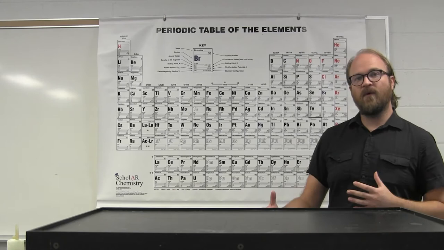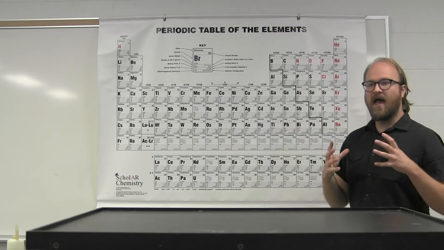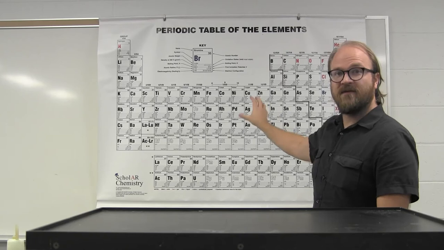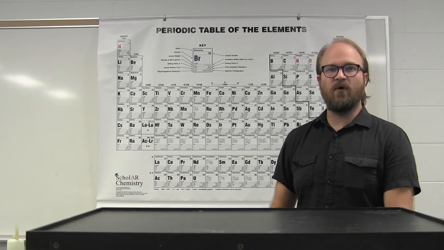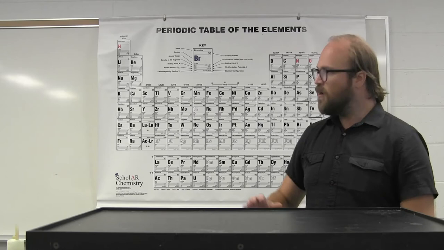The molecular weight of that compound would be the mass of one copper plus one sulfur plus four oxygens. Add it together, and that would give you the molecular weight of copper sulfate. The units of the atomic weights and molecular weights would be grams per mole. That is how many grams of material are needed for there to be one mole. It's a constant ratio for each element and for each molecule or compound.